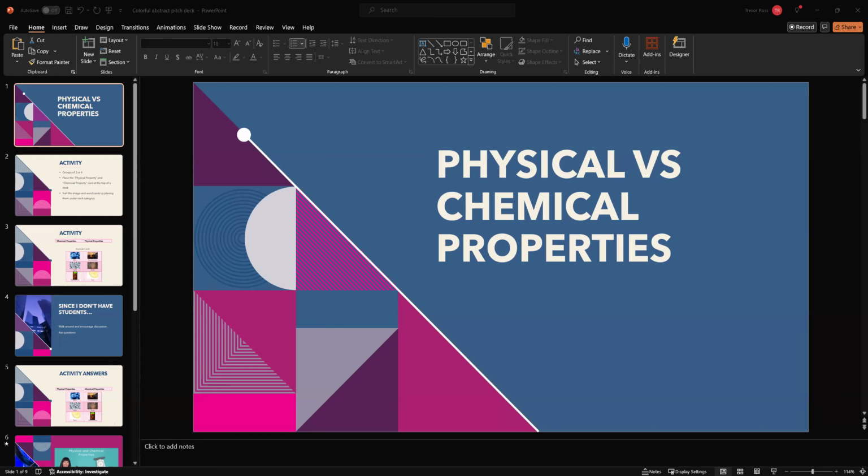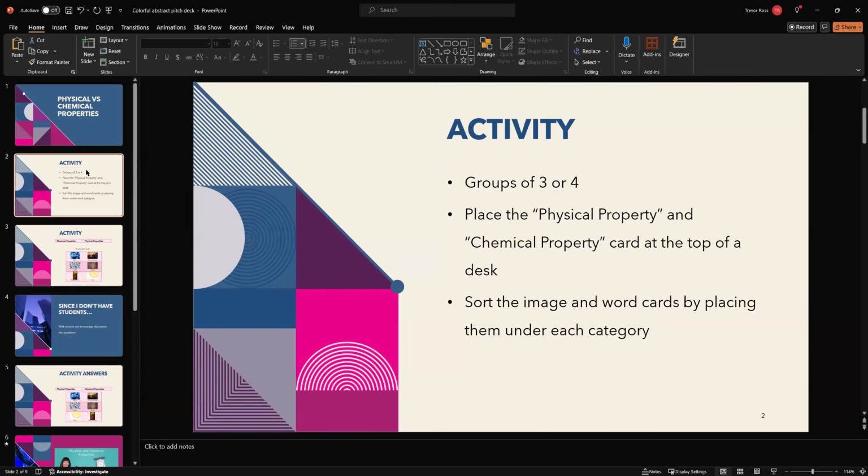So now that we finished our introduction activity, we're gonna work a little bit more with our physical and chemical properties. So what we're gonna do is an activity. This activity is gonna be in groups of 3 or 4. You all can pick, try to mix up a little bit. You want to place the two cards that I'm going to give you, the ones that say physical property and chemical property, at the top of your desk.